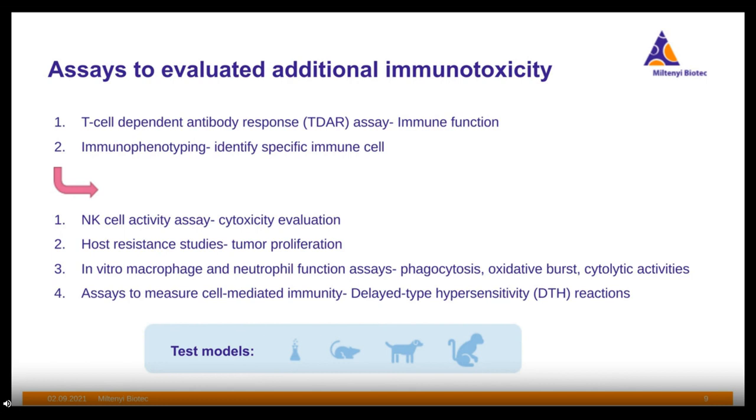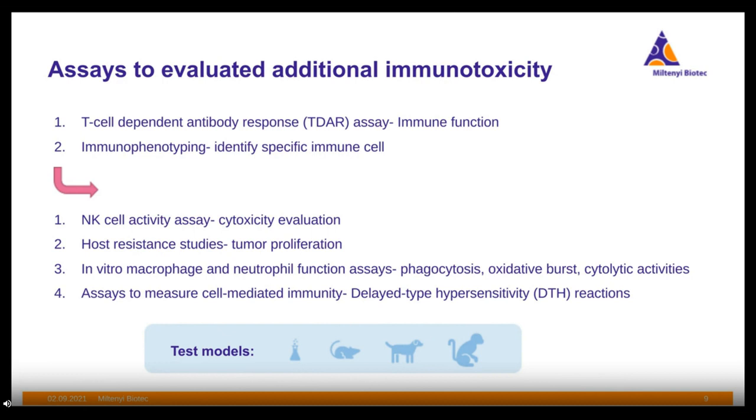Second line of assay include measuring lymphocyte subset via immunophenotyping. Although this assay is not a strict immune function assay, the result offers valuable insight about immune cell subset composition, which could give specific response. If these two assays suggest specific cell subset dependent toxicity response, then further assays are recommended to confirm those specific response.